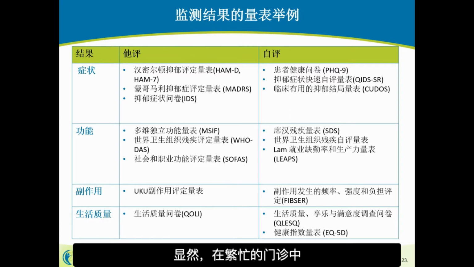Clearly, for busy outpatient settings, busy clinical settings, we recommend the use of patient-rated scales because it's much easier and takes less time than having the busy clinician ask all of the questions on a clinician-rated scale. And the good news is that all studies have shown that subjective scales, patient-rated scales, correlate very highly with clinician-rated scales. For the most part, both of them measure similar things, and either clinician or patient-rated scales can be used.